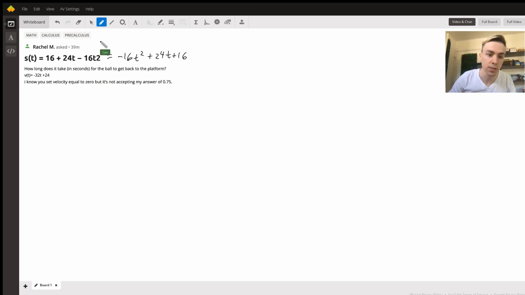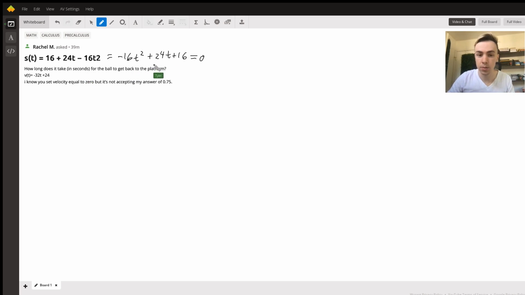Like if we draw this function, it looks something like that, where the velocity is positive right here, right? Because this is a positive slope. The velocity is 0 right here because it's flat, and then the velocity is negative here because it's falling down again. So what we want to solve for is not when the velocity is 0, but when the position function gives us 0. In other words, we want to find the zeros of this thing right here.